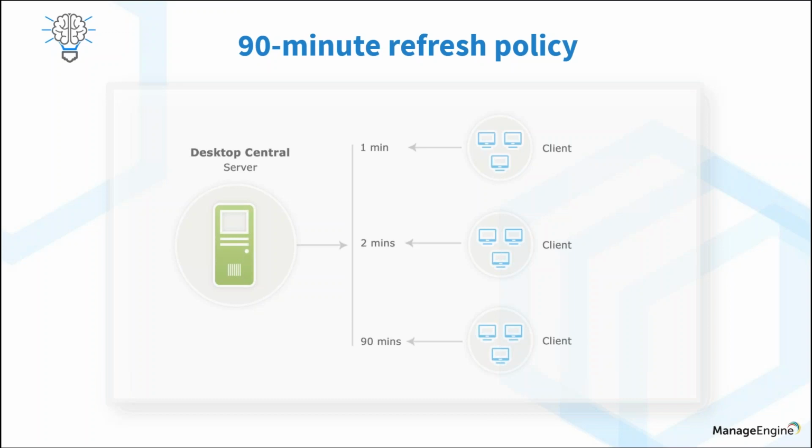The server has the intelligence to assign a time for each client to talk to the server. This is to avoid network congestion or cause bandwidth related issues. So the 90 minutes refresh policy is designed in such a way that the load to the server will be split evenly.